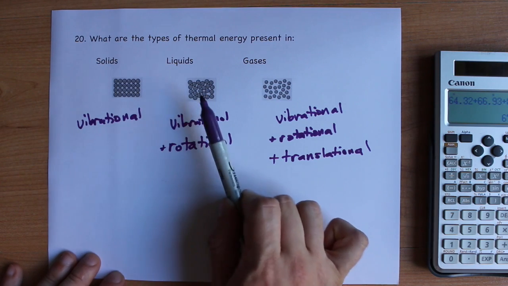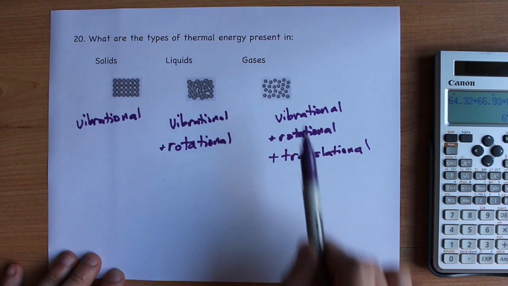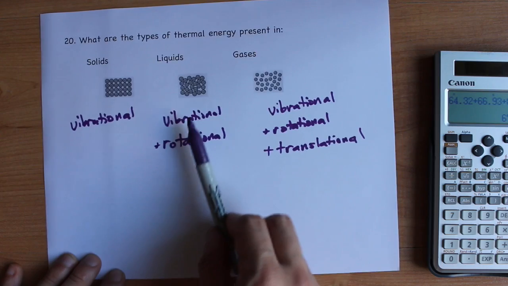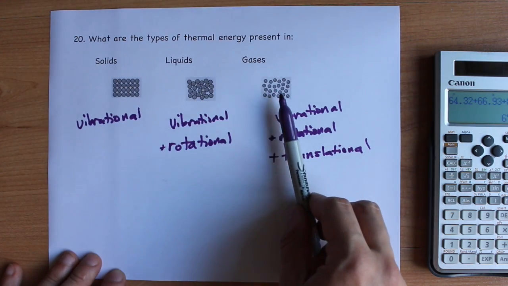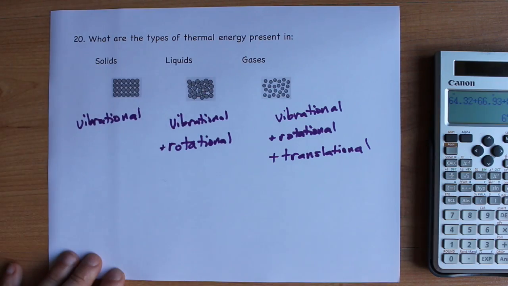The reason it takes energy to vaporize a liquid into a gas is because you need to break even more of the intermolecular forces and give those gas molecules translational energy so that they can move all around the container that they are in.